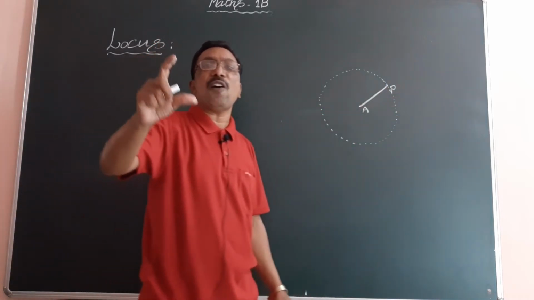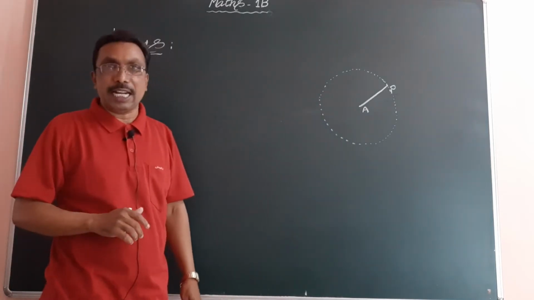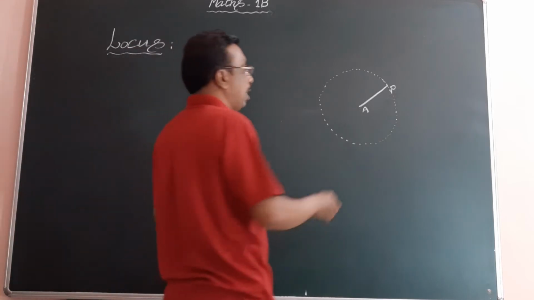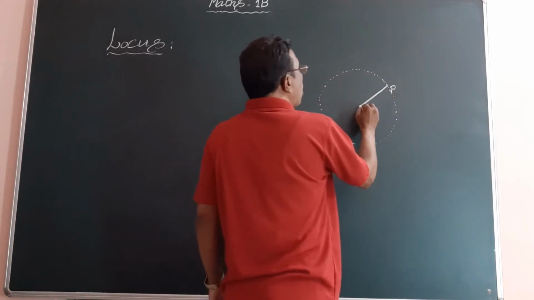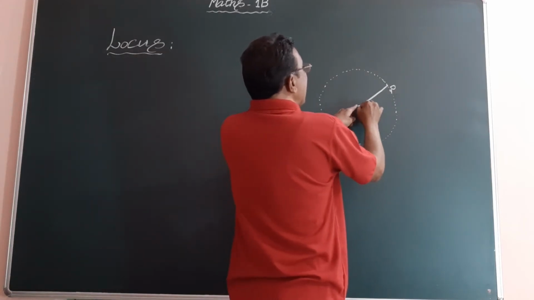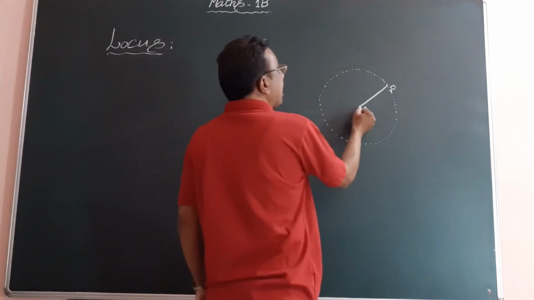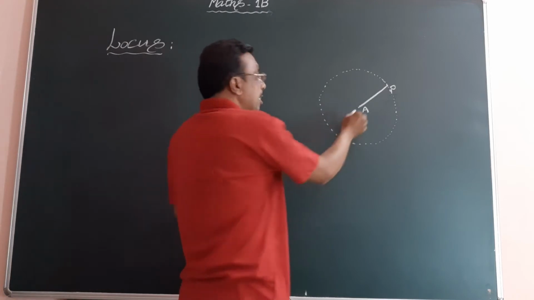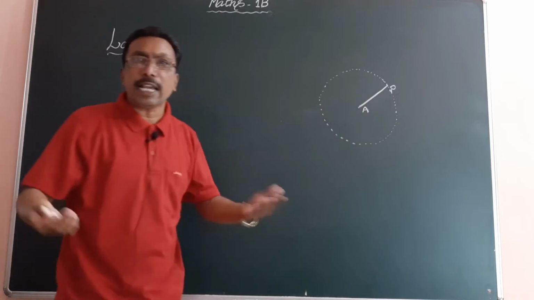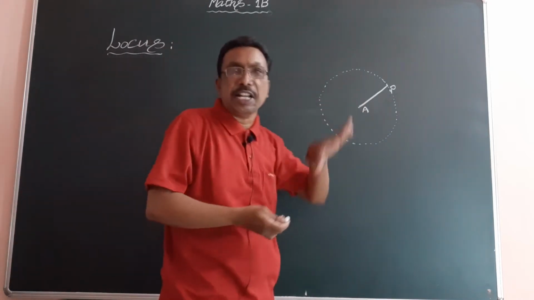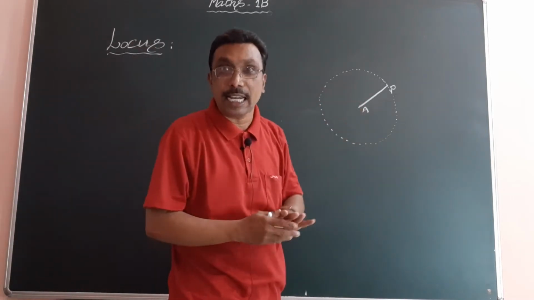Locus means a set of points satisfying a given geometrical condition. What is the geometric condition? This point is equidistant from all points. AP is a distance. The remaining points' distances are all equal. So that is the geometric condition: equidistant.